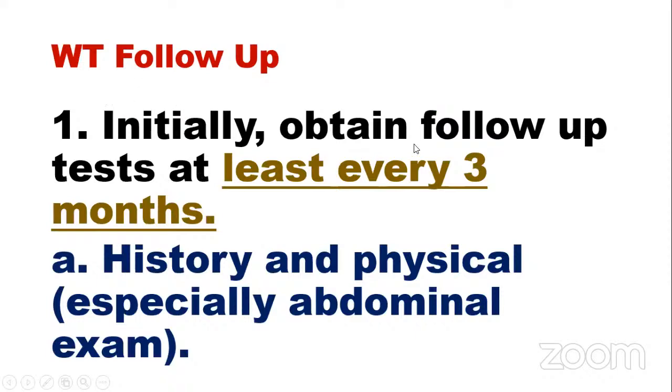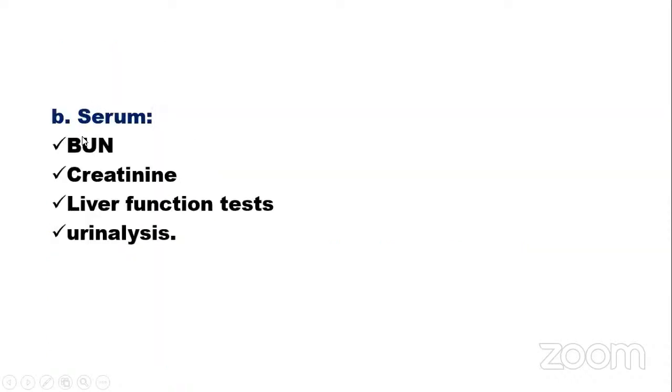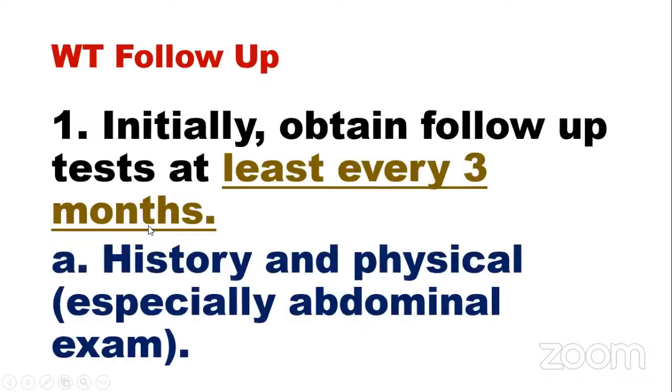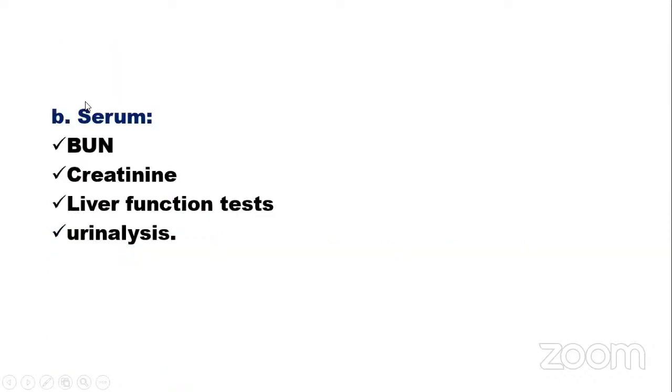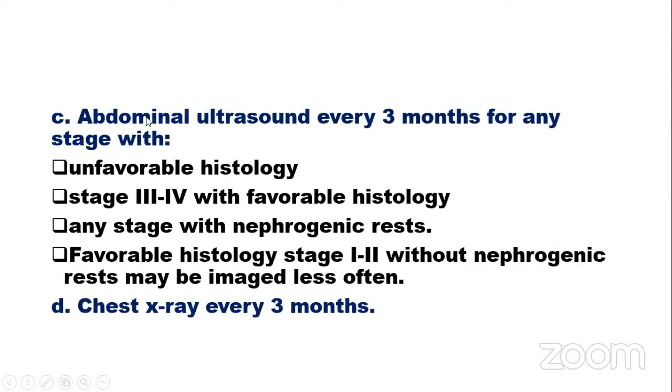Wilms tumor follow-up: initially obtain follow-up tests at least every 3 months. History and physical examinations, especially abdominal examination. Serum: we will do blood urea nitrogen, creatinine, liver function test, and urine. All this occurs in the first 3 months. Every 3 months, we will do history, examination and routine investigations: blood urea nitrogen, creatinine, liver function test, urine. Abdominal ultrasound every 3 months.